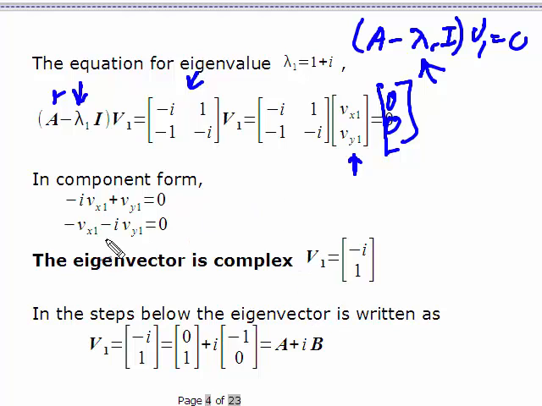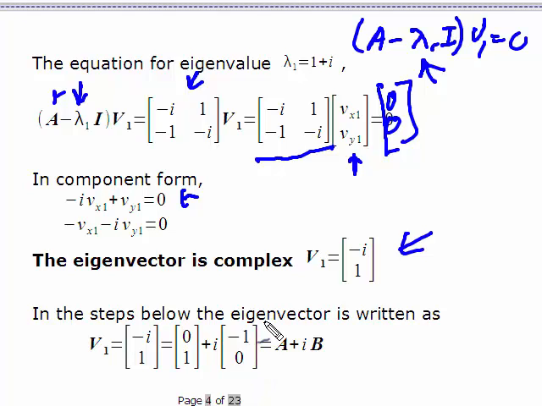Okay, so if you write this out in component form, you see, and perhaps you can deduce from this step right here, that eigenvector v1 is going to be complex. And in this case, here's the eigenvector v1. You can substitute that back into these equations to verify it.